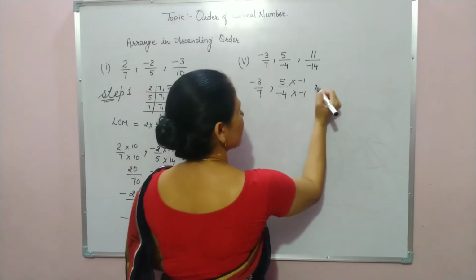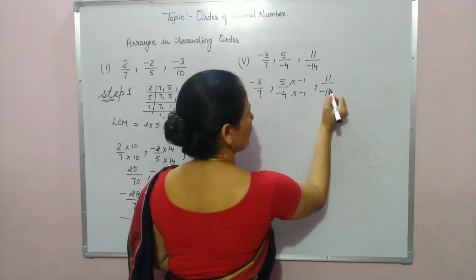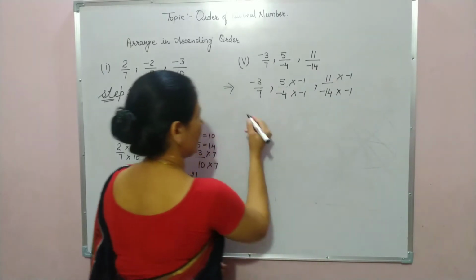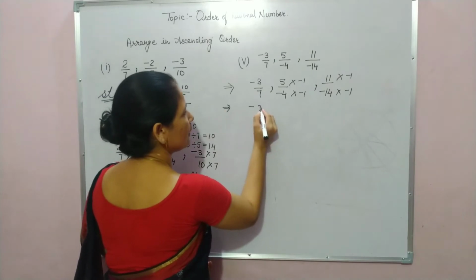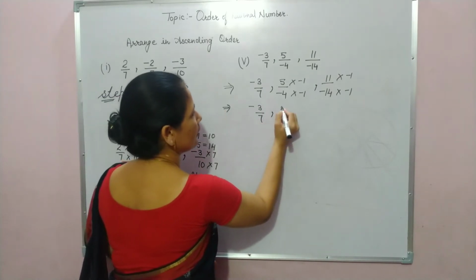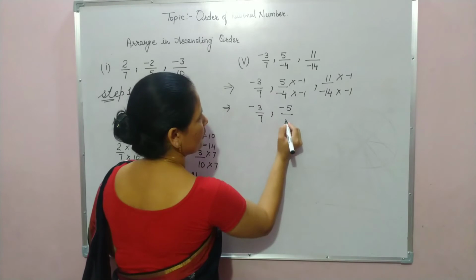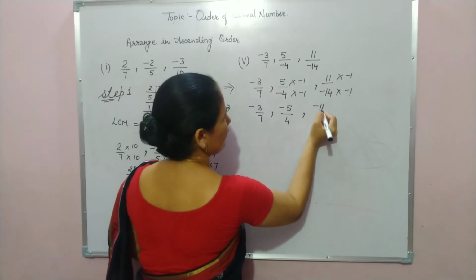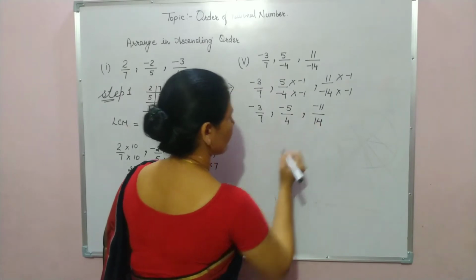Then second is 11 by minus 14. Same, multiply by minus 1 and minus 1. Now we have converted all the rational numbers' denominators to positive numbers. Minus 5 by 4, then minus 11 by 14. Okay students?